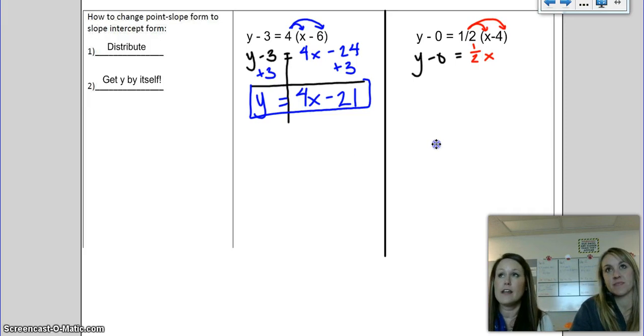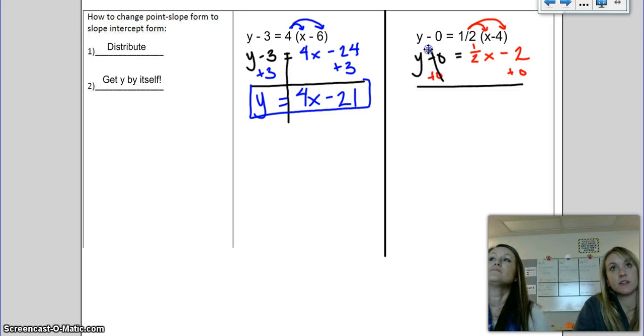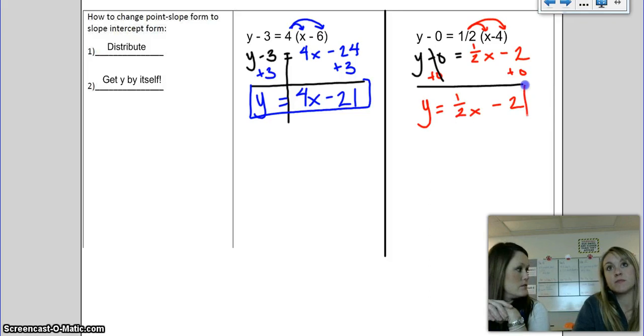So 1/2 x, and then half of -4 is -2. Now, I can add 0. Might as well just do it. So add 0, add 0. Nothing happens. So y equals 1/2 x minus 2, because -2 plus 0 is that.